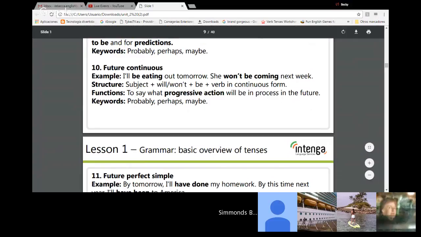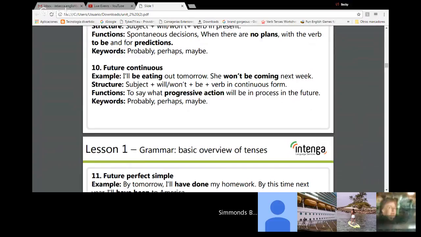All right, Ken, why don't you go ahead and read the future continuous? Okay. The future continuous. Example: I'll be eating out tomorrow. She won't be coming next week. Structure: subject plus will or won't plus be plus verb in continuous form. Function: to say what progressive action will be in process in the future. Keywords: probably, perhaps, maybe.